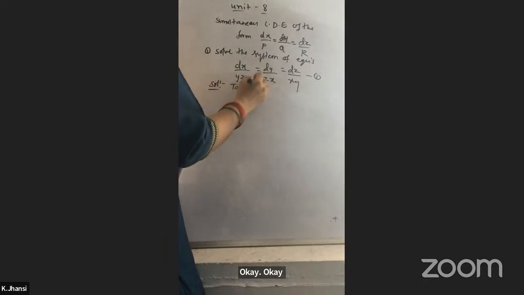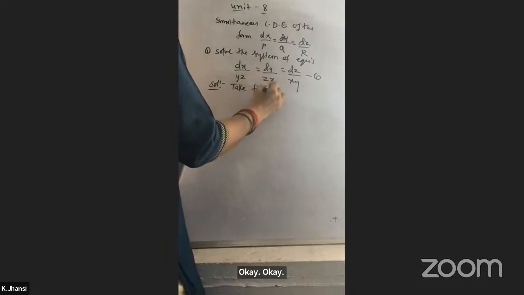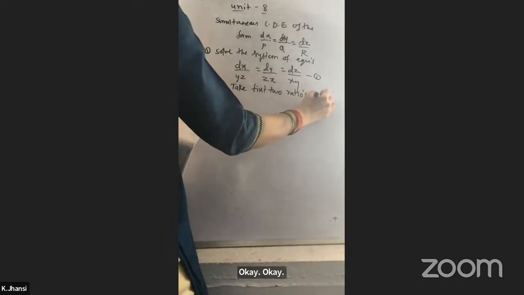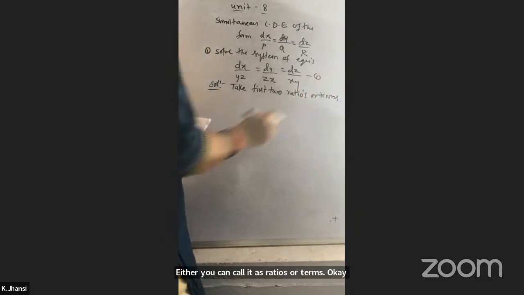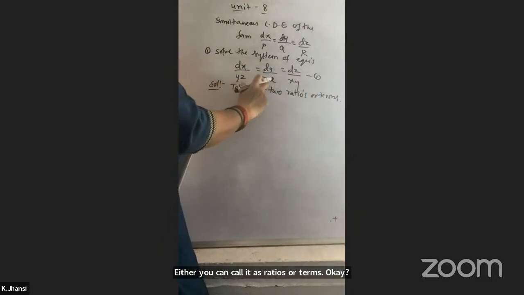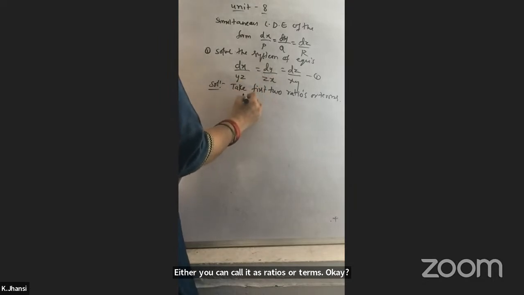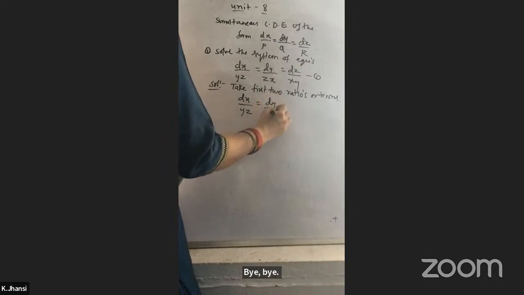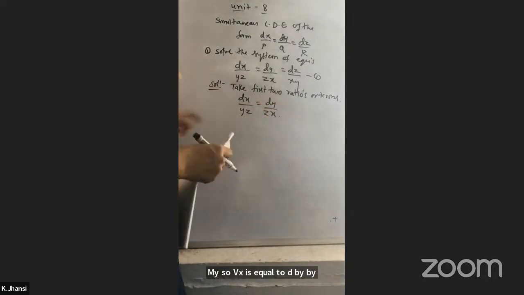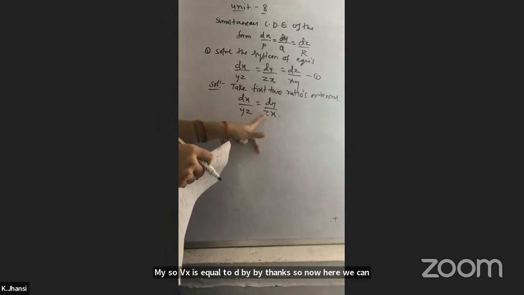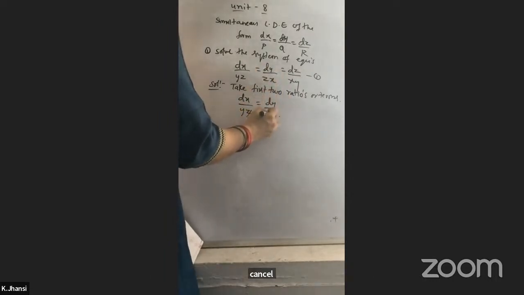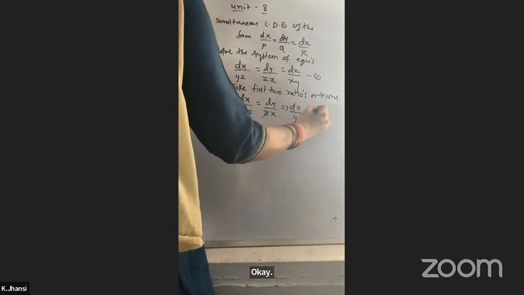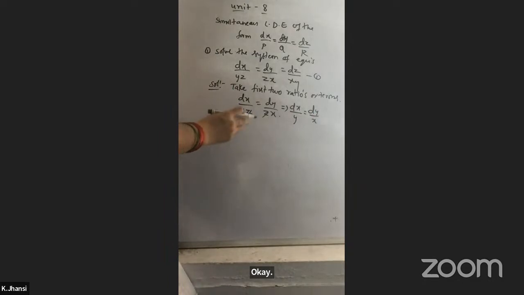Take the first two, either you can call them ratios or terms. First two means 1 and 2. Okay, so we get dx/yz equals dy/zx. Now here we can cancel z and z. If we cancel, what do you get? dx/y equals dy/x. This is the simple one.